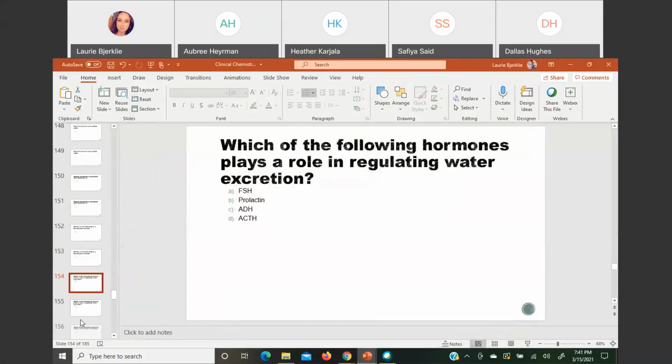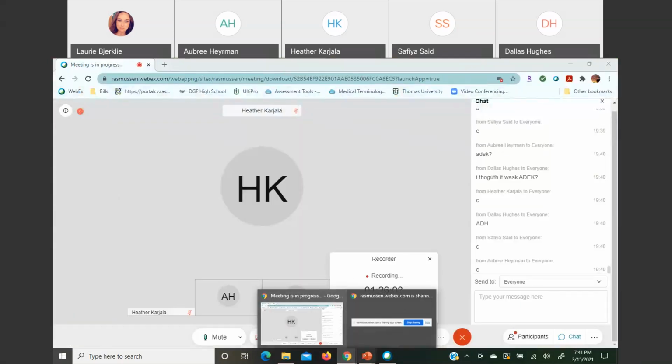All right, so this is ADH, which is antidiuretic hormone. The name itself, diuretic, tells you it's got to do with water. So antidiuretic hormone is all about regulating water excretion. It's also known as vasopressin. So if you see the word vasopressin, it's the same thing as ADH, antidiuretic hormone.